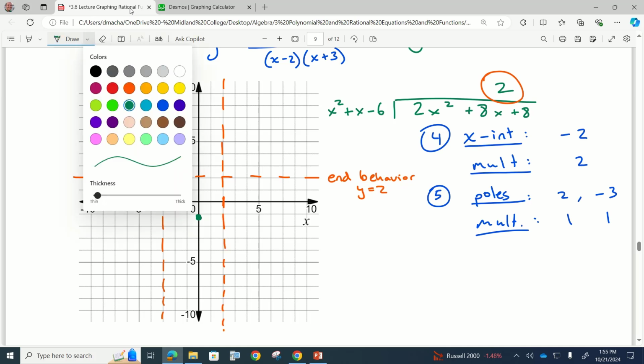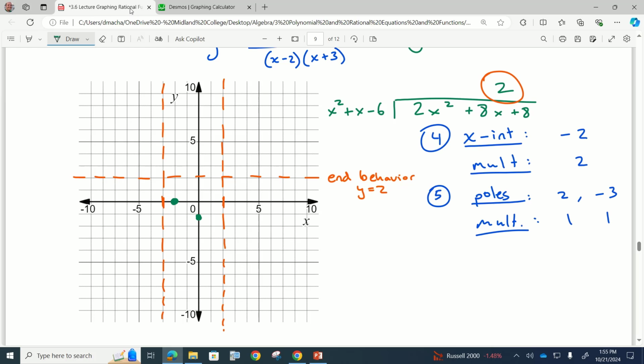And here I am. I'm going to try to graph this thing. I'm going to put my pencil down on the y-intercept, and as I move to the right, I have to go down as I approach the pole. Since this pole has a multiplicity of an odd number 1, I switch and go up from the other side. And then as I go off to the right, I approach the end behavior at y equals 2.